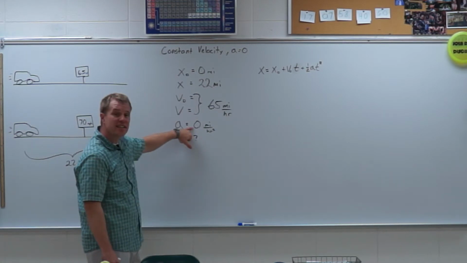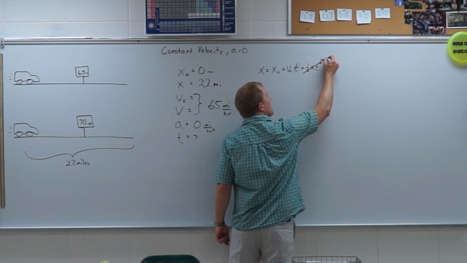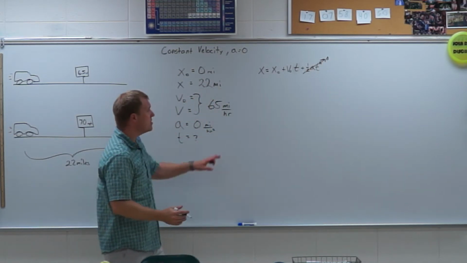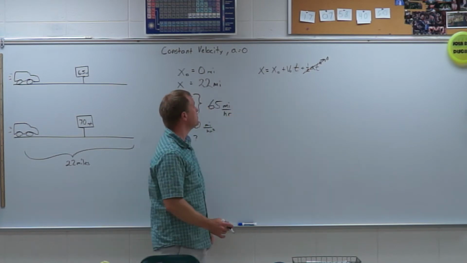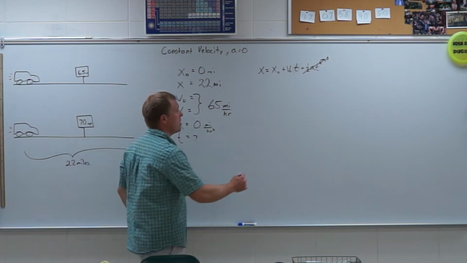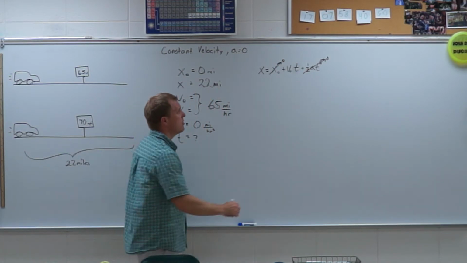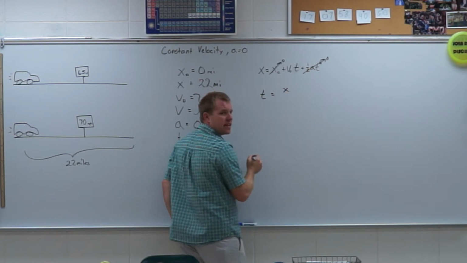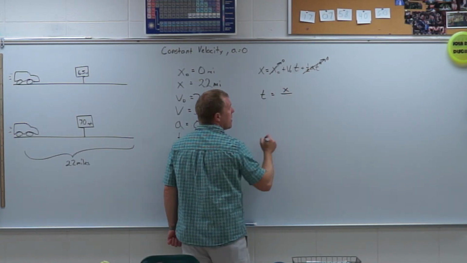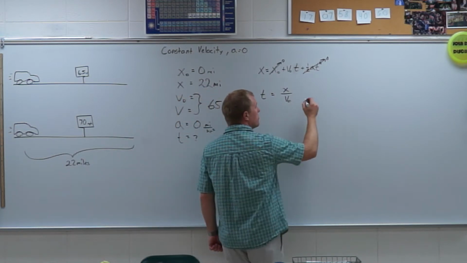The nice thing is the acceleration is 0. So what's 0 times anything? This whole term becomes 0. So this is what our constant velocity problem looks like. So my x naught is also 0. And so now I just need to solve for time. So I'm going to divide my v naught over. So my time is equal to the distance I have to travel divided by v naught. So I can do this for both of them.